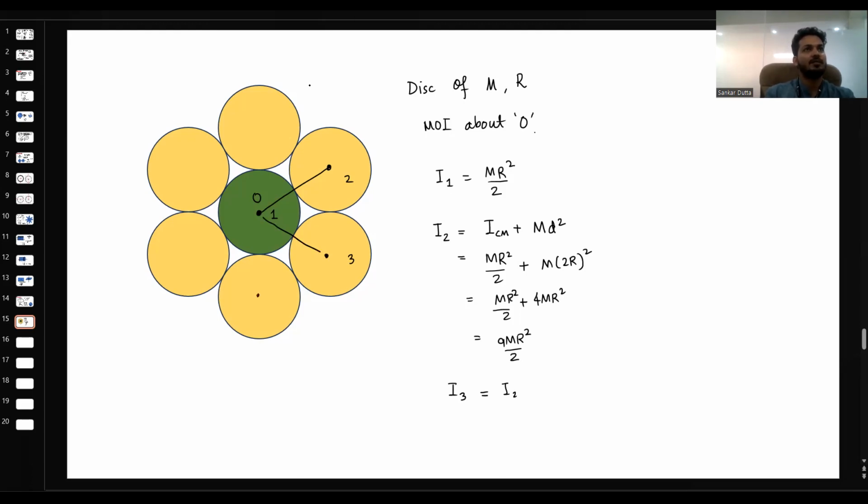And the same for 4, 5, 6, and 7. So there are a total of 6 disks outside. All of them will be equal to 9mr square by 2. So what will be the addition of all of this? It's going to be mr square by 2 for the first one, plus 6 times 9mr square by 2. So this is 6 times 9 is 54, plus 1. It's going to be 55mr square by 2.